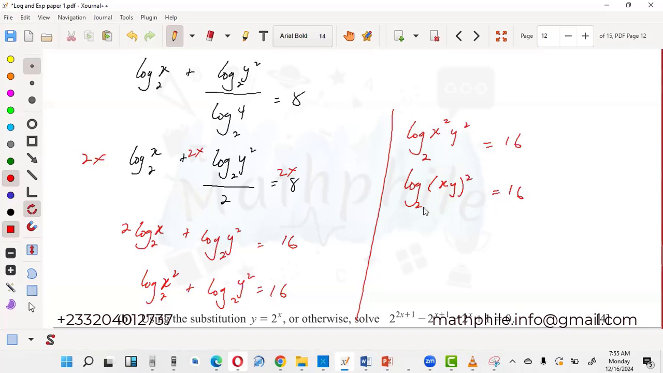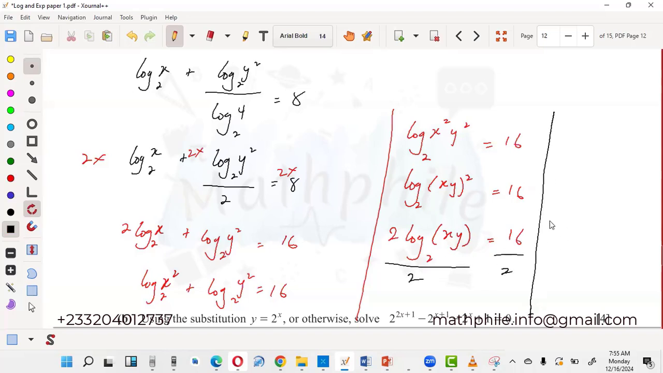Okay. I can also write this one as 2 log xy base 2 all equal to 16. Then divide everything by 2. Divide this one by 2. So giving me log xy base 2 equal to 8. Then xy is equal to 2 raised to the power 8.